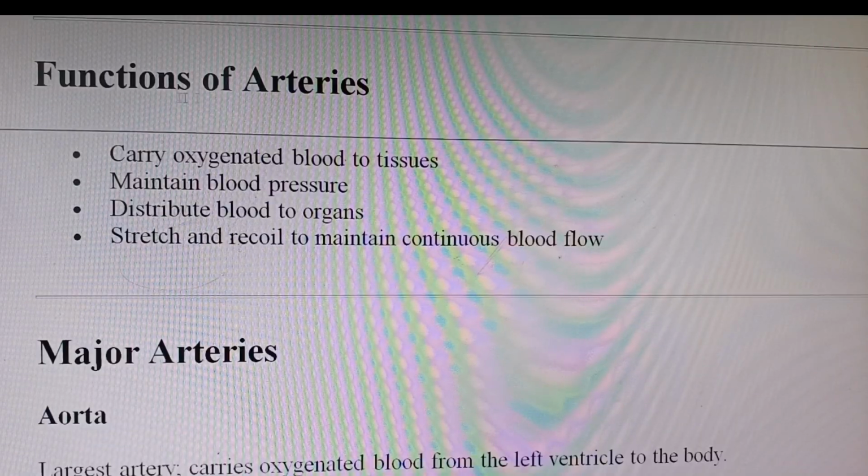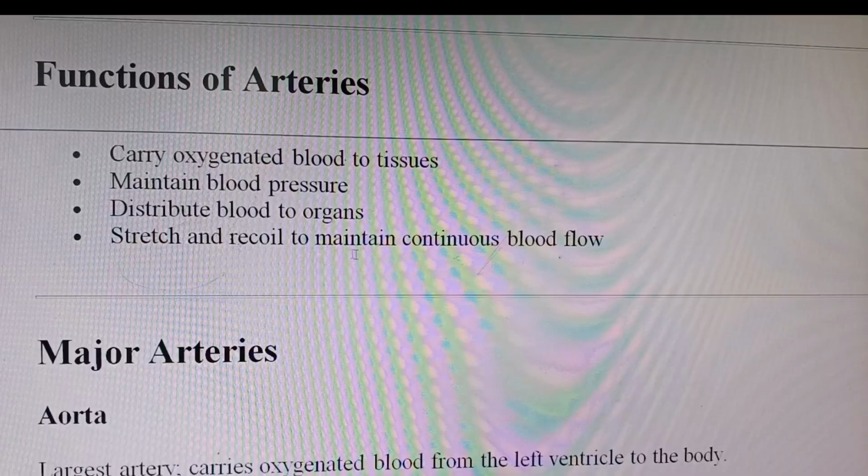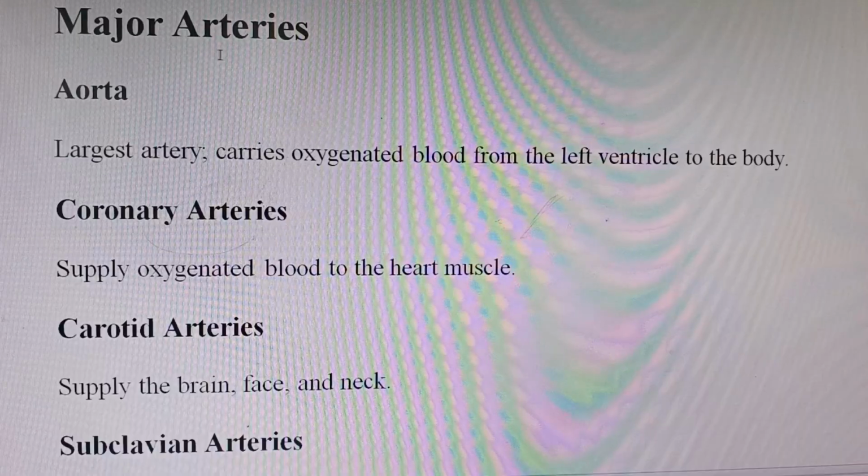Next, we will see the functions of arteries. Carry oxygenated blood to tissues, maintain blood pressure, distribute blood to organs, stretch and recoil to maintain continuous blood flow. Because of the elasticity in the arteries, they are able to stretch and recoil to maintain continuous blood flow. Next we will see major arteries in our body.